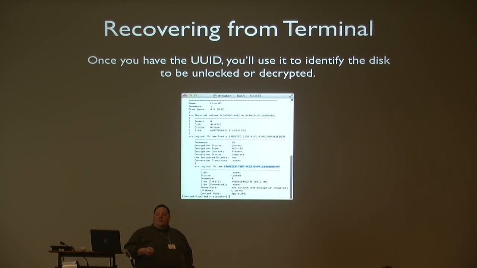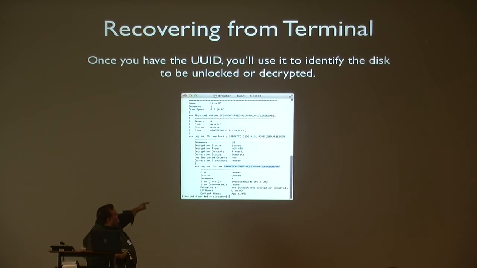Now, once you have the UUID, you can use it to specifically ID the drives that you want to unlock or decrypt. And in this slide, I've highlighted what you should be looking for when looking for the logical volume UUID. You see how it has the tree? The one you want is the one at the bottom, the logical volume with the string after it.